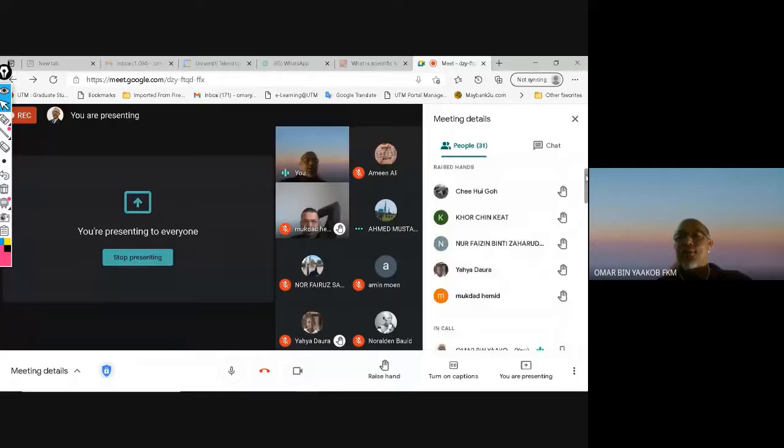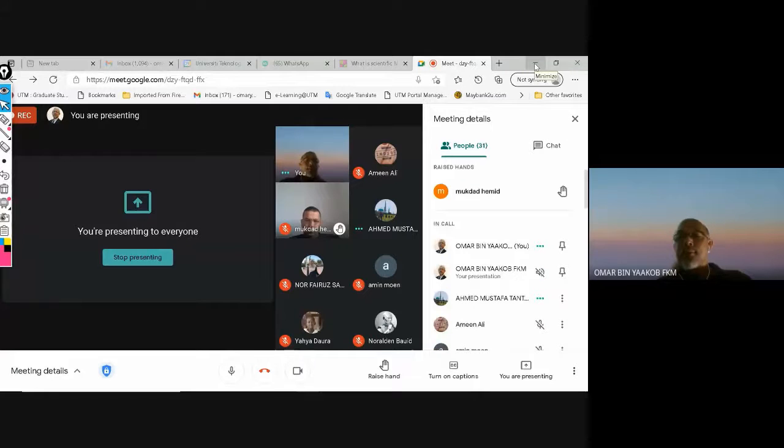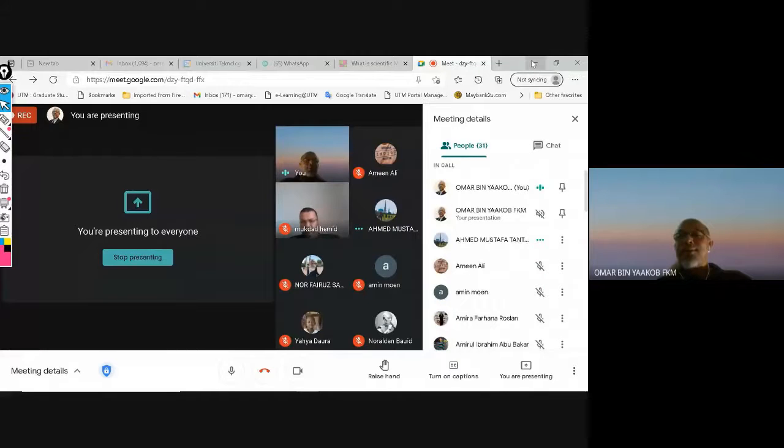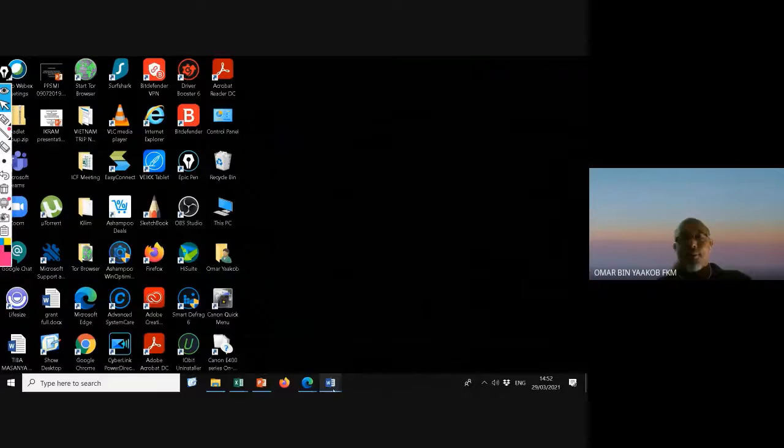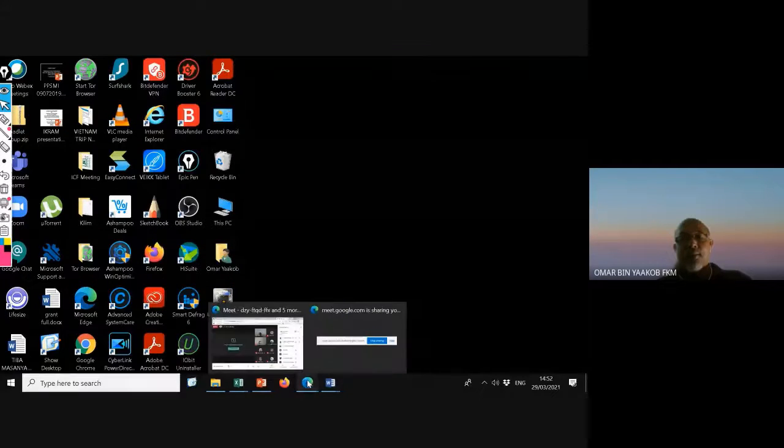Can you lower your hands? Lower your hands, all of you. Good. You're not going to vote again. We vote only once. Mukdat, lower your hand. All right, good. So we go to B. Who thinks that it should be like B here? Remove the N here, put for improvement. Those who think that B is the best way, can you please raise your hands?